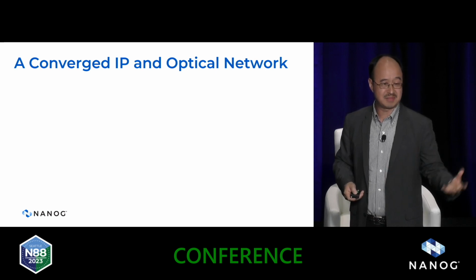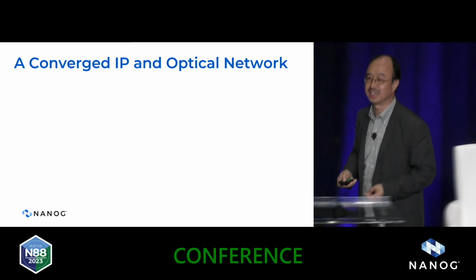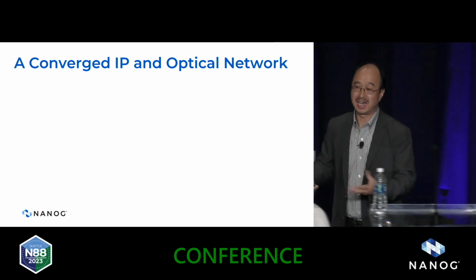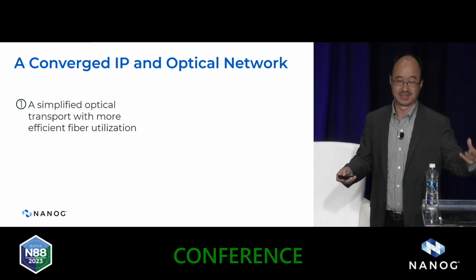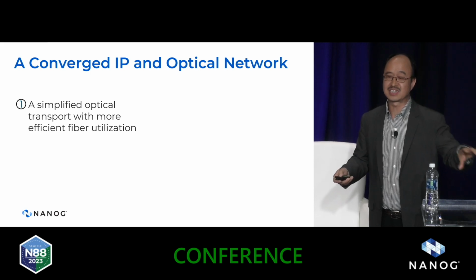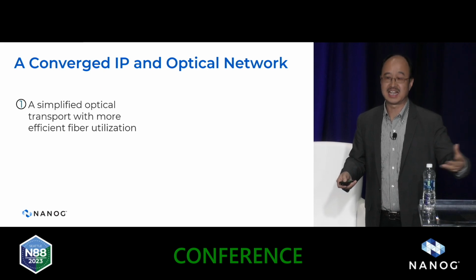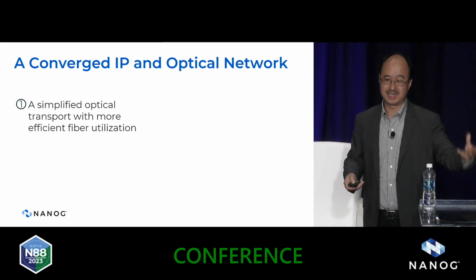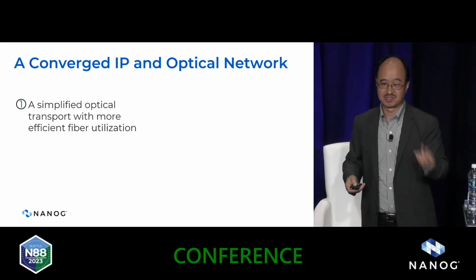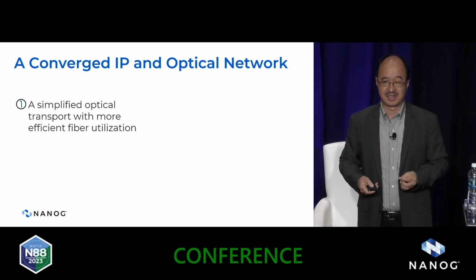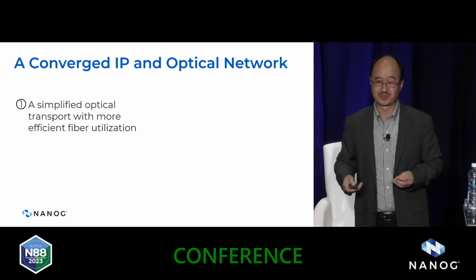Let's define what exactly we're talking about in terms of the converged IP and optical architecture. First, let's look at the optical transport network. With the converged architecture, we are looking at a more disaggregated optical transport with redesigned traffic patterns and much better mapping of topologies across all the layers. As a result, we're going to get much better wavelength, bandwidth, or fiber utilization.